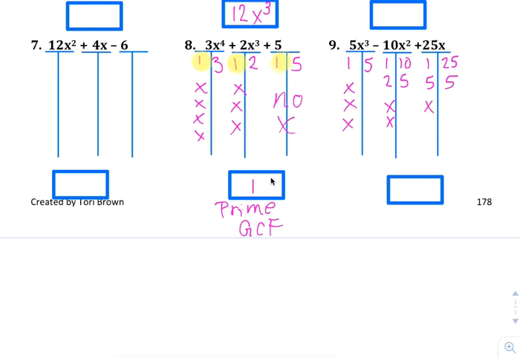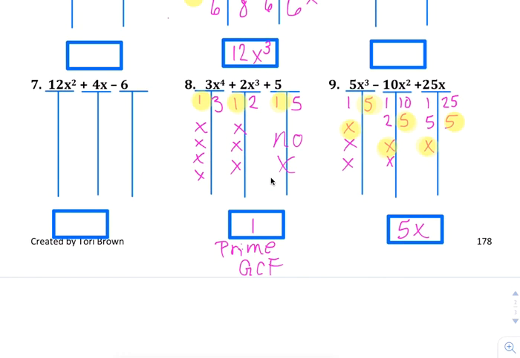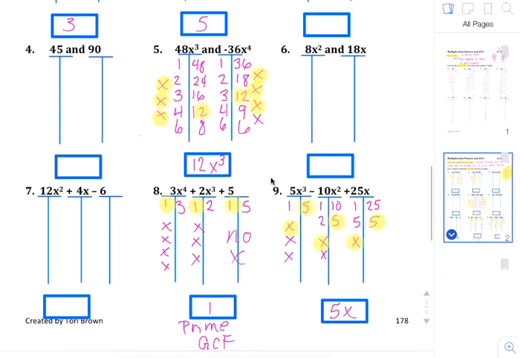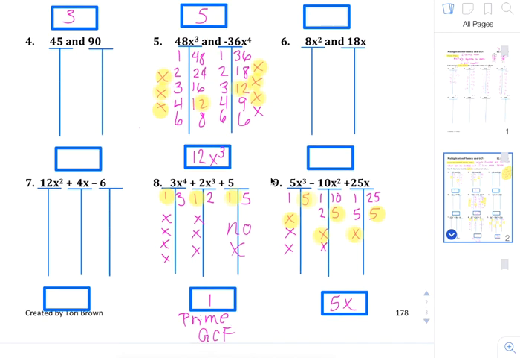All right, so biggest number they have in common is the 5. And they all have 1 x. He doesn't have another one, so they only have one in common. My GCF is 5 with only one x. Okay? All right, if you need a minute, let me zoom out. If you need a minute to copy anything you missed, you can pause it.